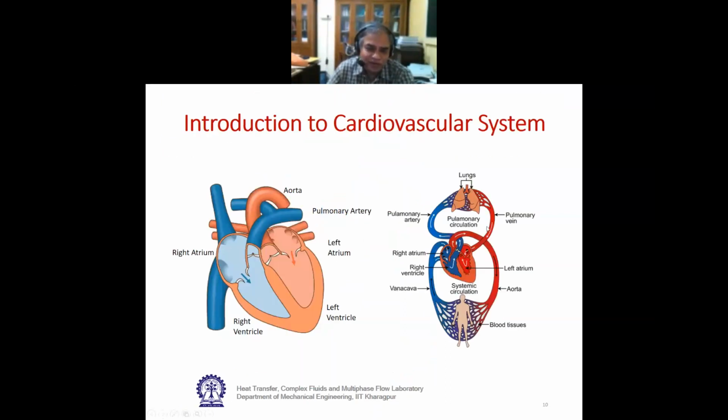Now, the cardiovascular system, I do not have to tell much regarding it. In human beings, the cardiovascular system has got two kinds of circulation. One is the pulmonary circulation and another is the systemic circulation. And there are different kinds of valves, etc. This is some sort of an animation of the heart. And these valves operate in such a way that we have unidirectional flow of blood.